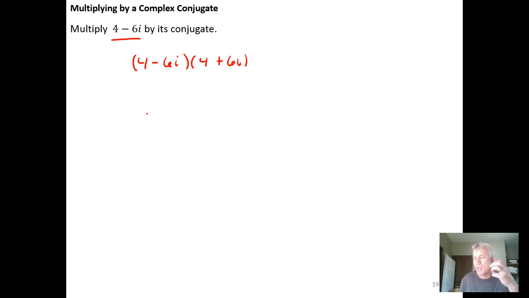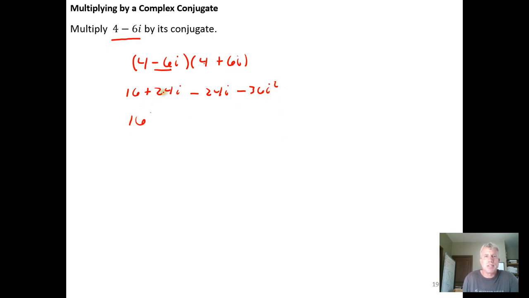And we're going to need to eliminate a complex number from a denominator when we do complex number division. So if I look at multiplying this, I get 4 times 4 is 16. Distributive property, 4 times 4, 4 times plus 6i, so 4 times 6 is 24i. So plus 24i, and then minus 6i times 4 is minus 24i, and then minus 6i times plus 6i is going to be minus 36i squared.